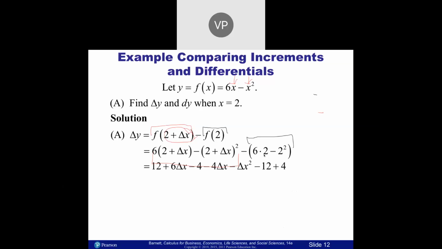Now in the next step, kind of follow what's going on here. We are distributing, we are foiling, we're distributing a negative. All kinds of things happen. So make sure you see that right there.